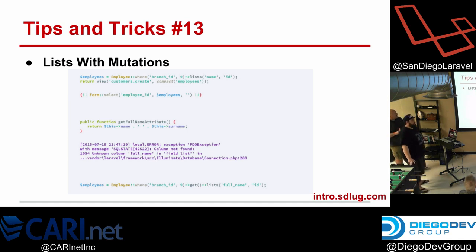Lists with mutators. This one's a little bit more complex. So if you're using a mutator to generate a full name based off of a first name and last name, or first name and surname, you run into a problem. So let's pull up the employee and list the name and ID. Return the view. Now we see a select box of employees that just has the name and ID.